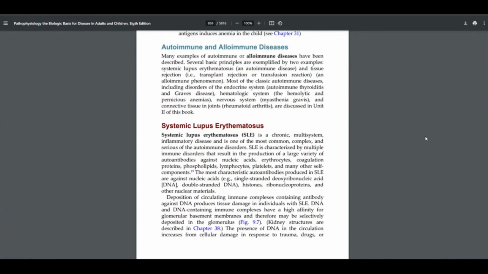Most of the classic autoimmune diseases include disorders of the endocrine system, autoimmune thyroiditis and Graves' disease, the hematologic system, the hemolytic and pernicious anemias, the nervous system, myasthenia gravis, and connective tissues such as rheumatoid arthritis, which are discussed in Unit 2 of this book.